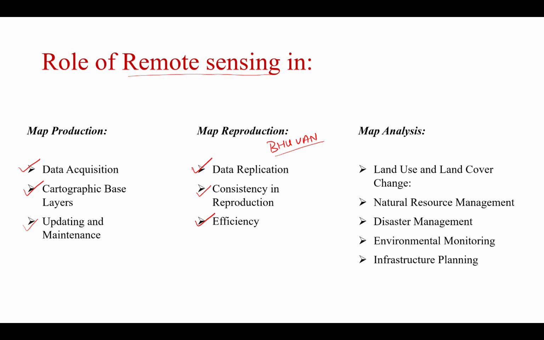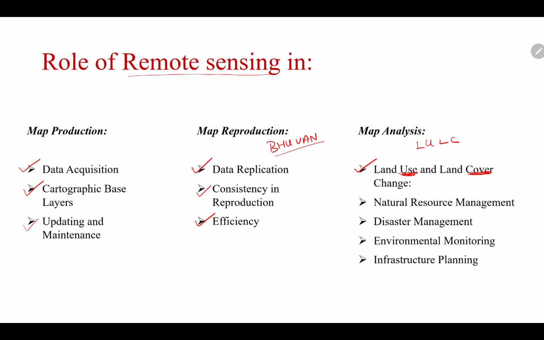Next point is map analysis. How are we going to use remote sensing for map analysis? So there is something called land use and land cover. Exactly how is the land used and what is the land covered with? Okay, this is something that you must ask yourself. That is LULC, that is land use, land cover. How is the land used, and with what is the land covered?